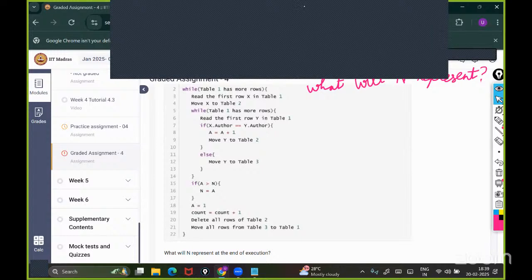After picking all cards from table 1, the iteration is completed. Then we'll check A is greater than N.